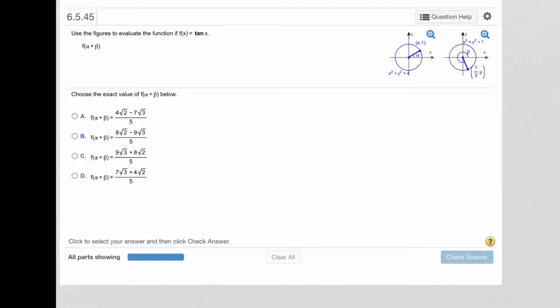In this problem, I need to evaluate the function tangent of x, and we're plugging into this function for x, alpha plus beta. So we're actually evaluating the tangent of alpha plus beta. Now we have information about angles alpha and beta. So let's take a look at that information and see what we can figure out from here.